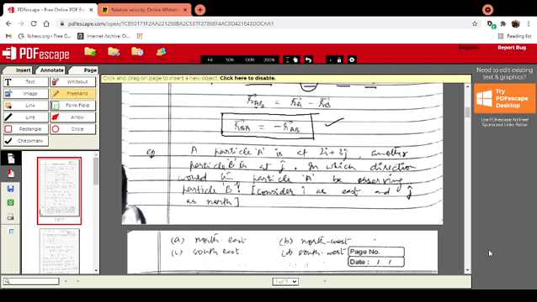A particle A is at 2i cap plus 3j cap. Another particle B is at j cap. In which direction would the particle A be observing particle B? So there are two particles A and B, and we have to find in which direction particle A would see particle B.